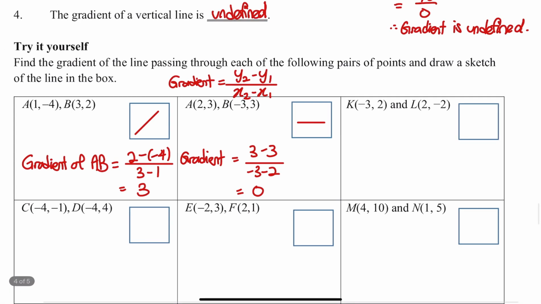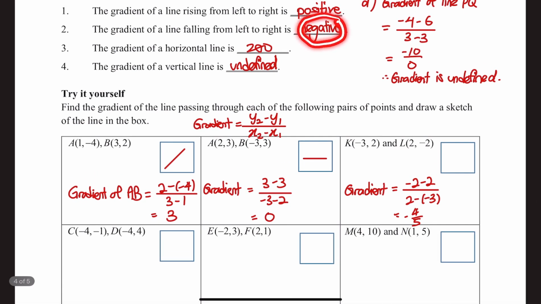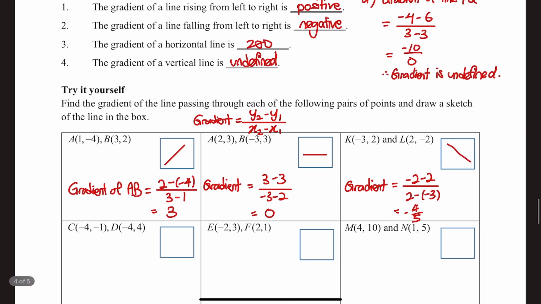Then next one, gradient of line KL is simply y2 minus y1, negative 2 minus 2 over 2 minus negative 3. This should be negative 4 over 5. So we can check again: if gradient is negative, this means it is a falling graph or downward sloping graph. Your graph should look like this.